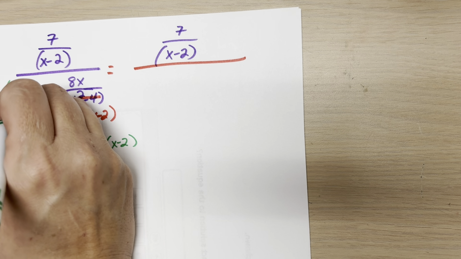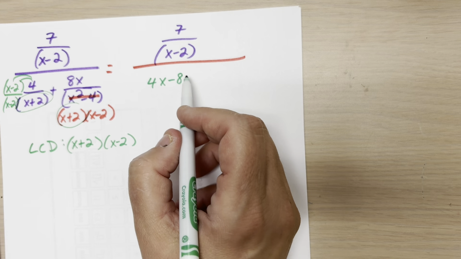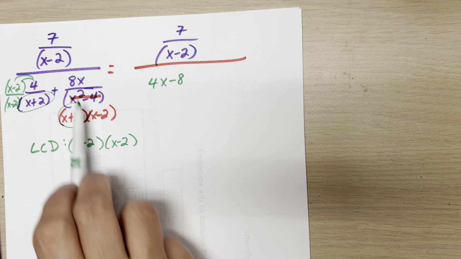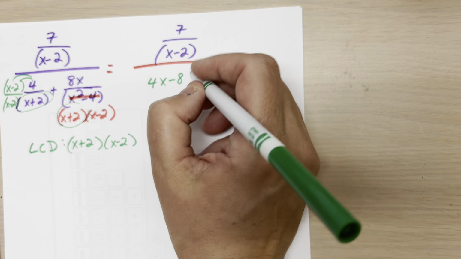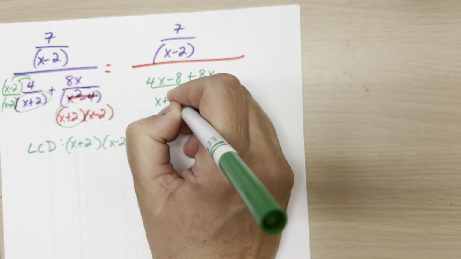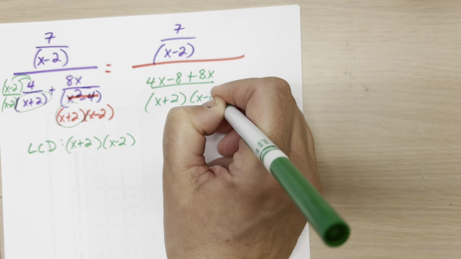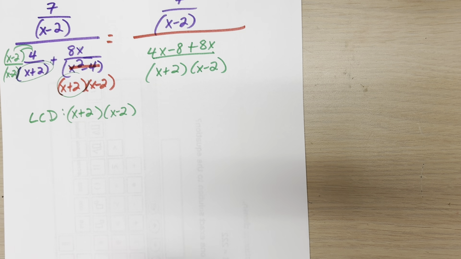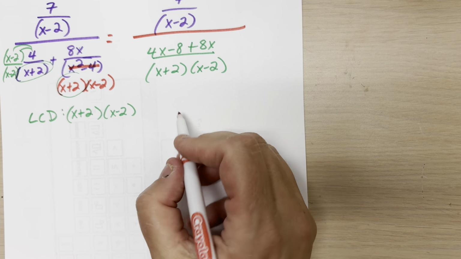I'm then going to backward distribute 4x minus 8. 4x minus 8. And I have a plus 8x. Notice that the common denominator is already there, so I don't need to adjust this one at all. So I'm just going to do that and put it over the whole LCD of x plus 2, x minus 2. Okay, that was wild. Let's keep going.